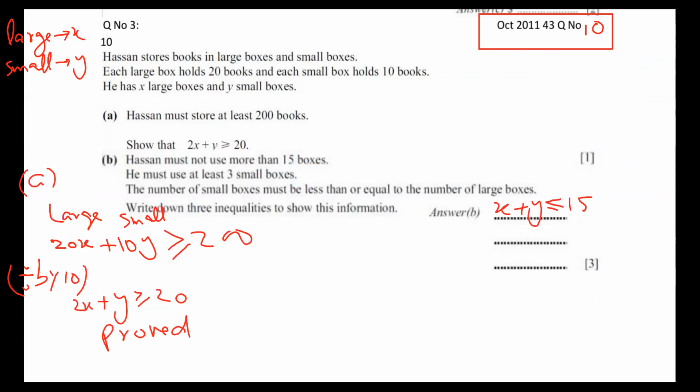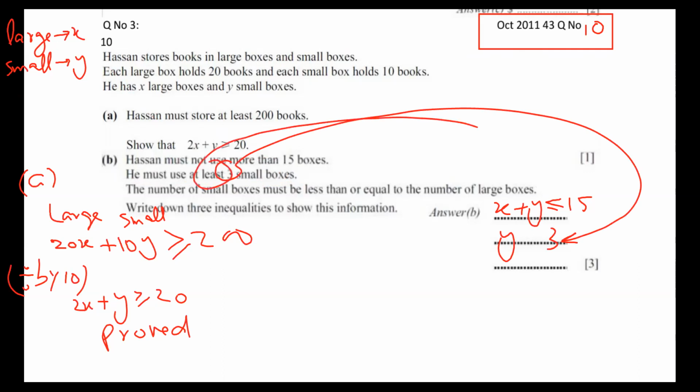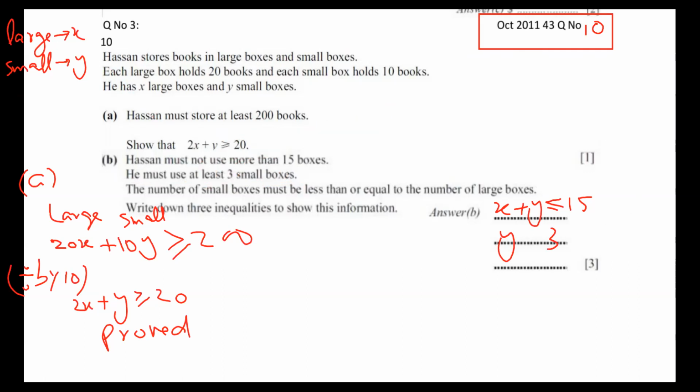Let's talk about the next line: he must use at least 3 small boxes. Now he talks about small. Small stands for y, so I will write y here. What number? 3. So I write 3 here. And you know the technique: at least means that value and more. Like at least 3 means 3, 4, 5, 6 onward. So this part is included and goes upward, so it means 3 and above. This is the way to write the inequality.